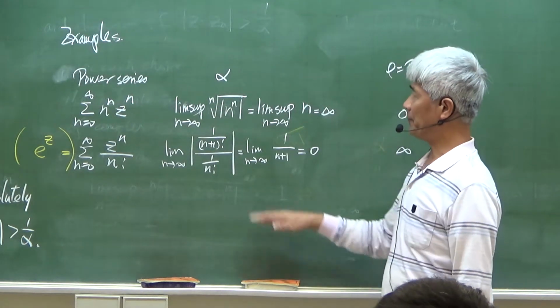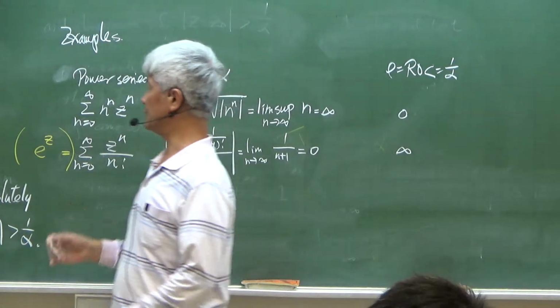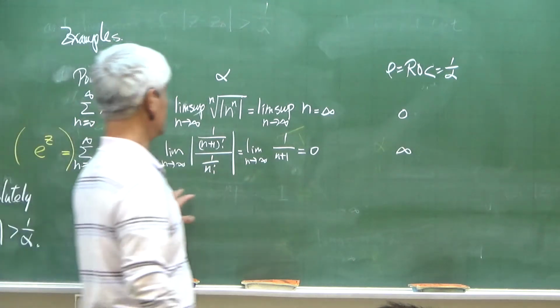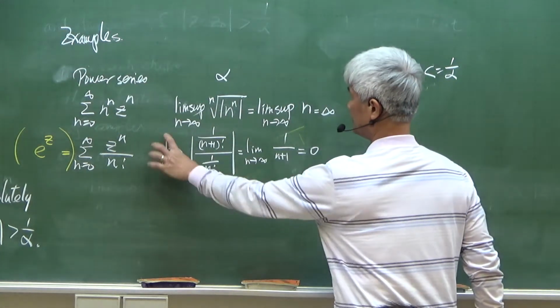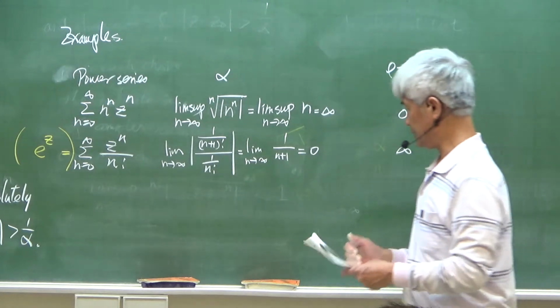So you see that in this case, and in many different cases, the use of the ratio test is quite convenient. But as I say, you have to find the limit, to see if it exists.